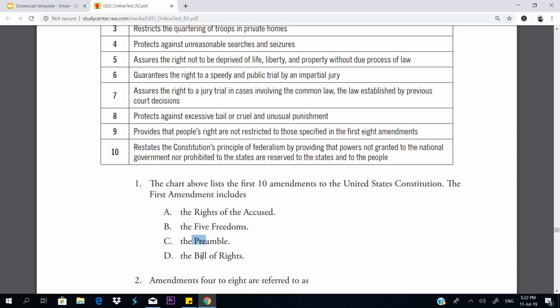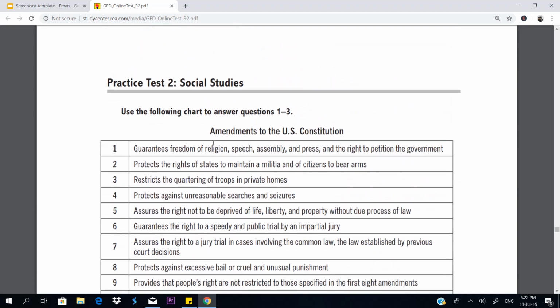The question asks us, the chart above lists the first of 10 amendments to the US Constitution. The first amendment includes what? So it has to be B, the 5 freedoms. Because here we can see them, the freedom of religion, which means you're in the US, you're free to practice whatever religion you want without government interference. It also means you have the right not to practice religion. You have the freedom of speech, therefore you can criticize and you can speak openly in public without fear of retribution from the government about what you say.